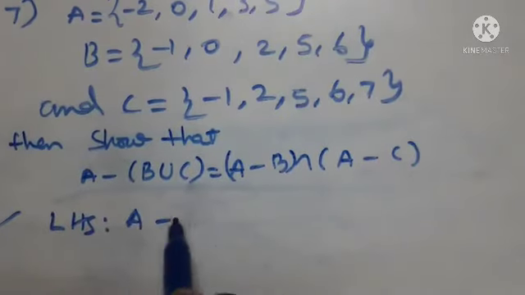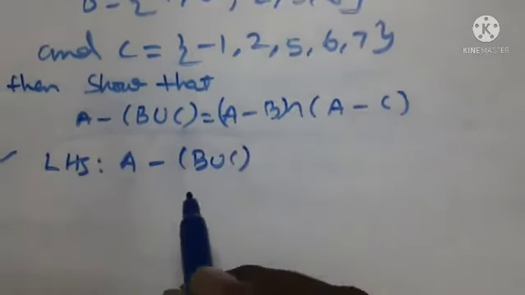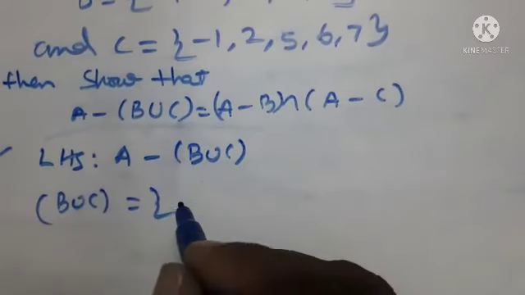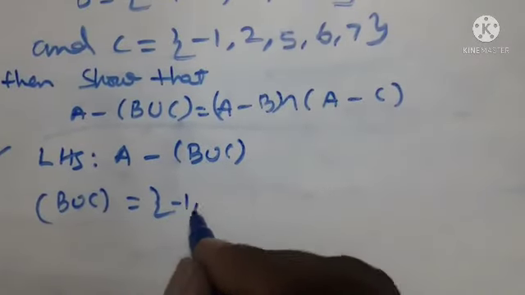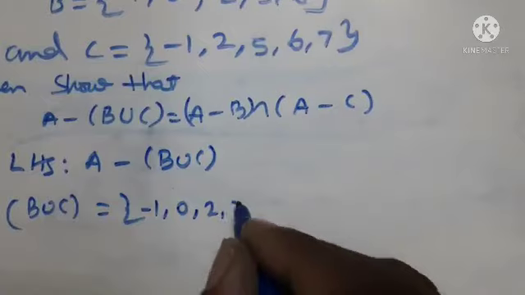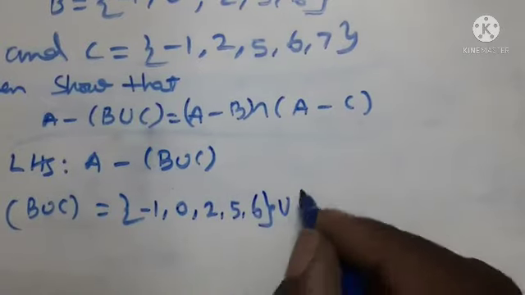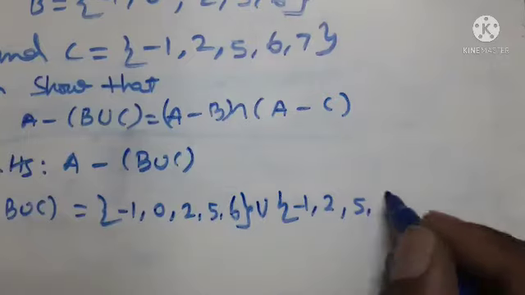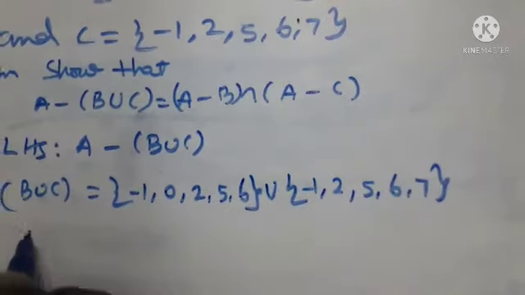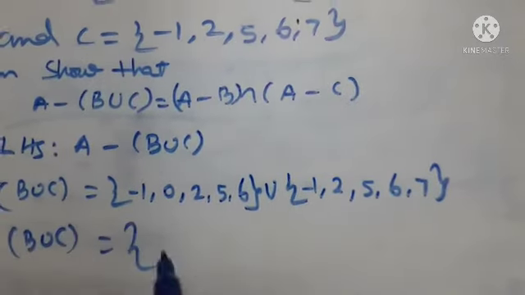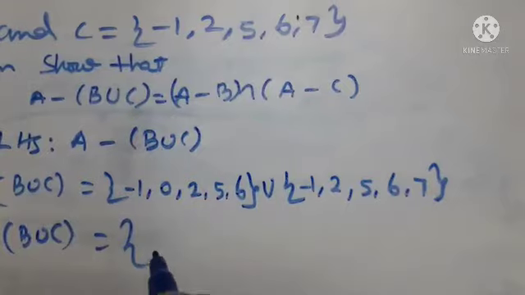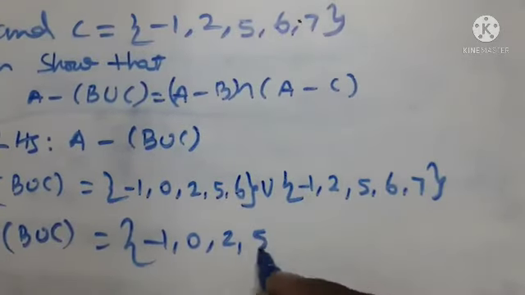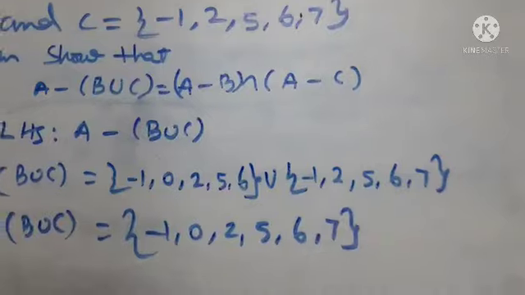LHS equals A − (B ∪ C). So first solve inside the bracket. B ∪ C is equal to: write the elements of set B, {-1, 0, 2, 5, 6}, union the elements of set C, {-1, 2, 5, 6, 7}. B ∪ C is equal to combine sets B and C, writing the elements once: {-1, 0, 2, 5, 6, 7}.